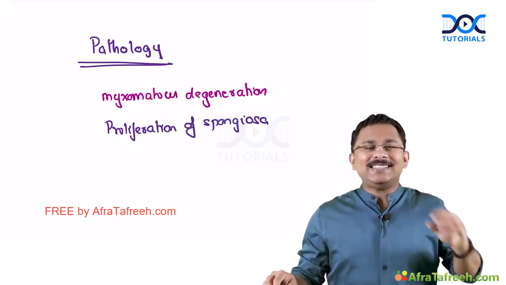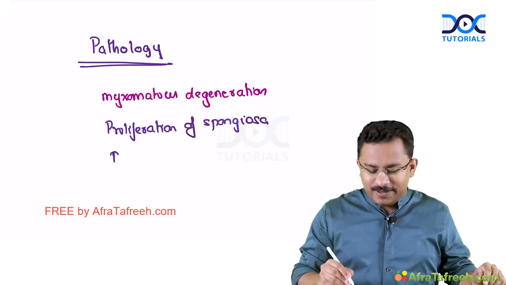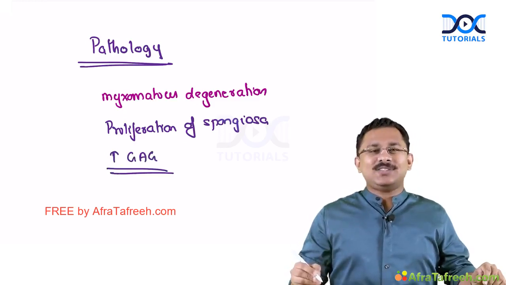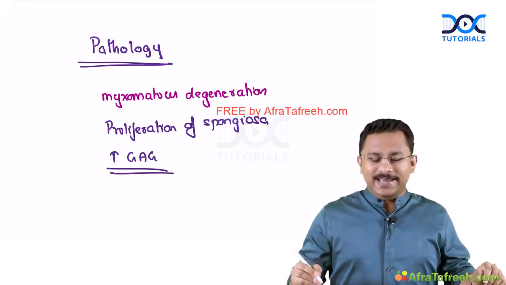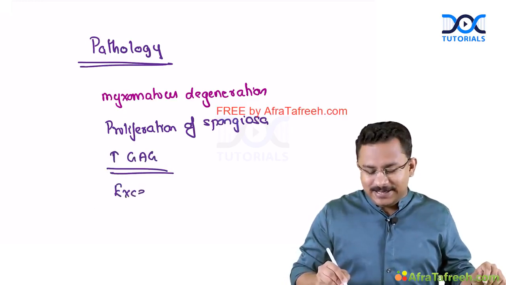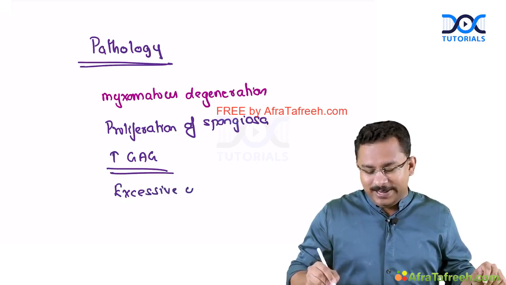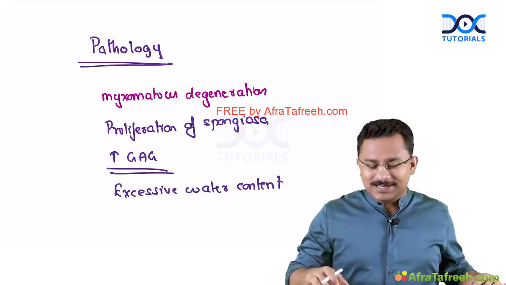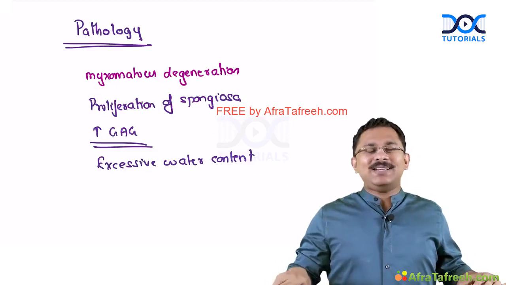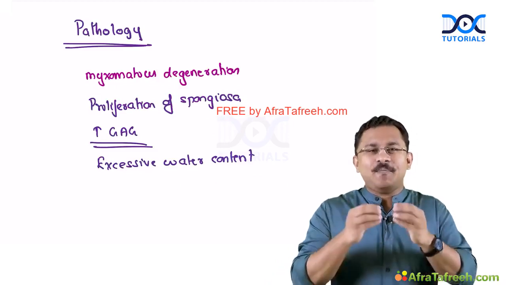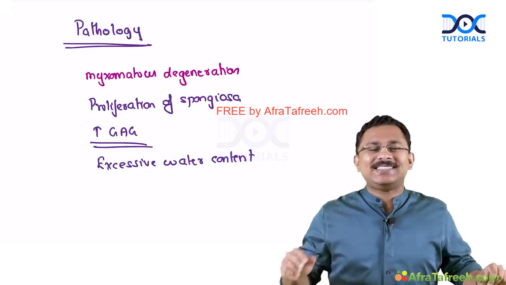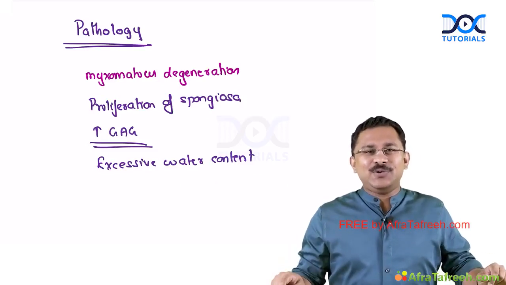There is an increase in the concentration of glycosaminoglycans, and there is excessive water content as well. So this is what happens. Basically, what happens in an MVP is excessive mitral valve leaflet tissue.